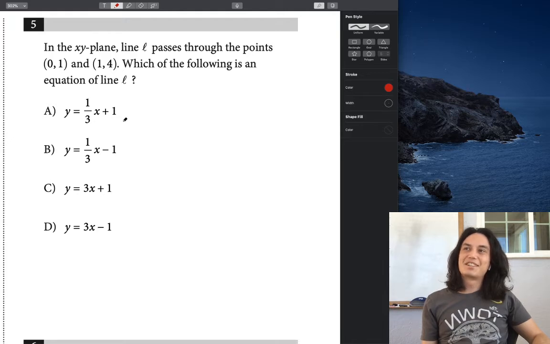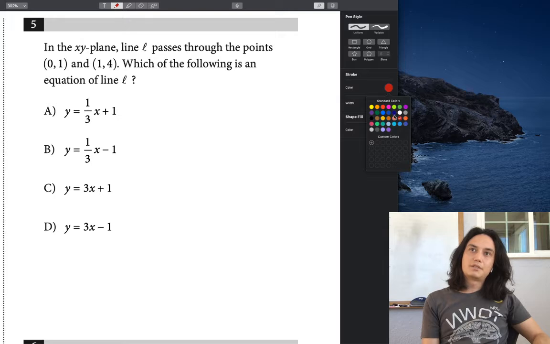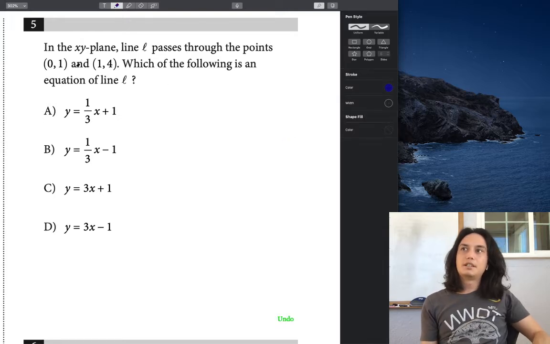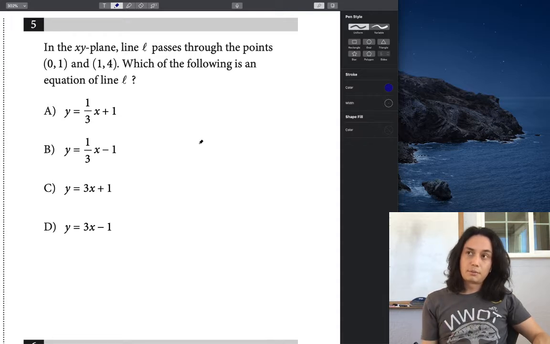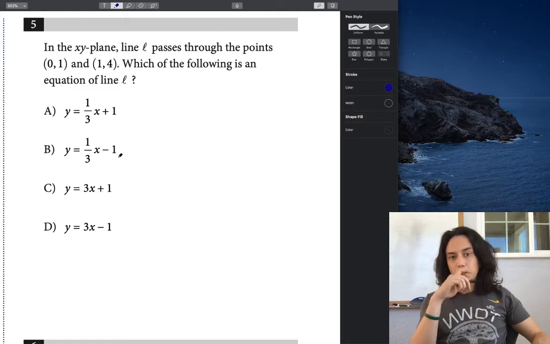As I was saying, what are the 2 things we care about for line equations? Well, the 2 things we care about are the y-intercept. These are 4 line equations that are all in slope-intercept form. So the things we care about are the y-intercepts and the slopes. And so these answer choices are either going to be wrong because they have the wrong y-intercept, or wrong because they have the wrong slope.